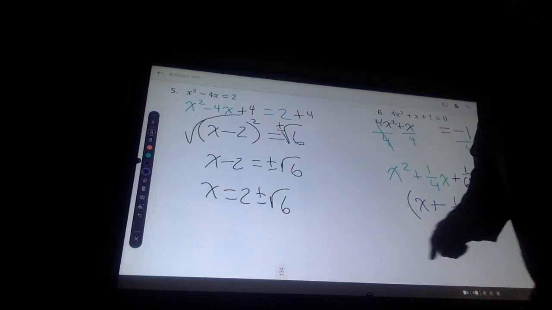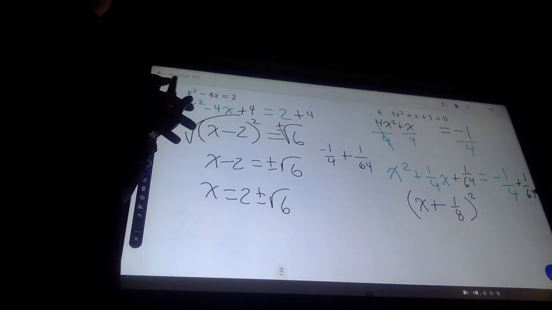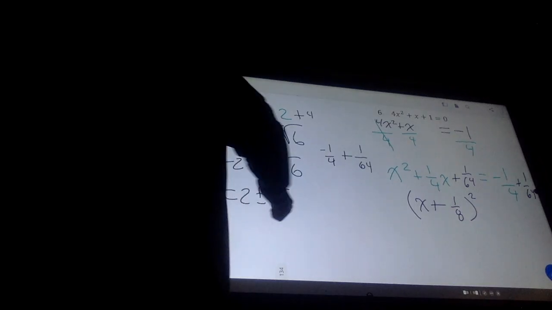Okay, so that one's a little nastier, right? So I'm going to squeeze it here. Negative 1/4 plus 1 over 64. I need to get a common denominator. Common denominator is going to be 64, so I'm going to multiply the top and bottom of this fraction by 16 and 16. That's negative 16 plus 1 over 64, over 64.